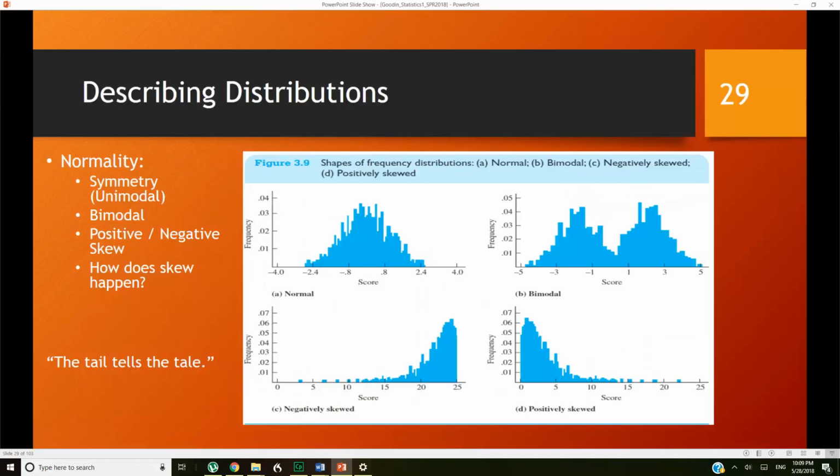In determining whether the skew is positive or negative, the tail, T-A-I-L, tells us. The tail, as in a lizard's tail, tells us what we should call it. In other words, wherever the tail is leading, positively or negatively, tells us that it's a positive skew or a negative skew. In a positively skewed distribution, we're seeing bias toward the higher values, and vice versa for a negatively skewed distribution.